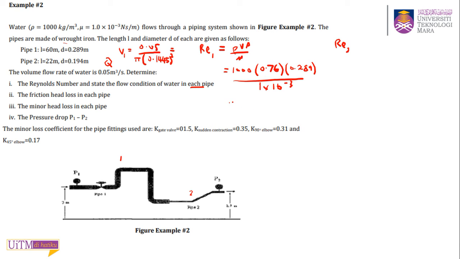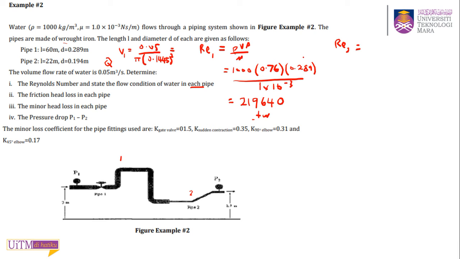What's the value for Reynolds number for pipe 1? 219640. Okay, so this is more than 4000, so this is turbulent. So the next one, the Reynolds number for pipe 2.